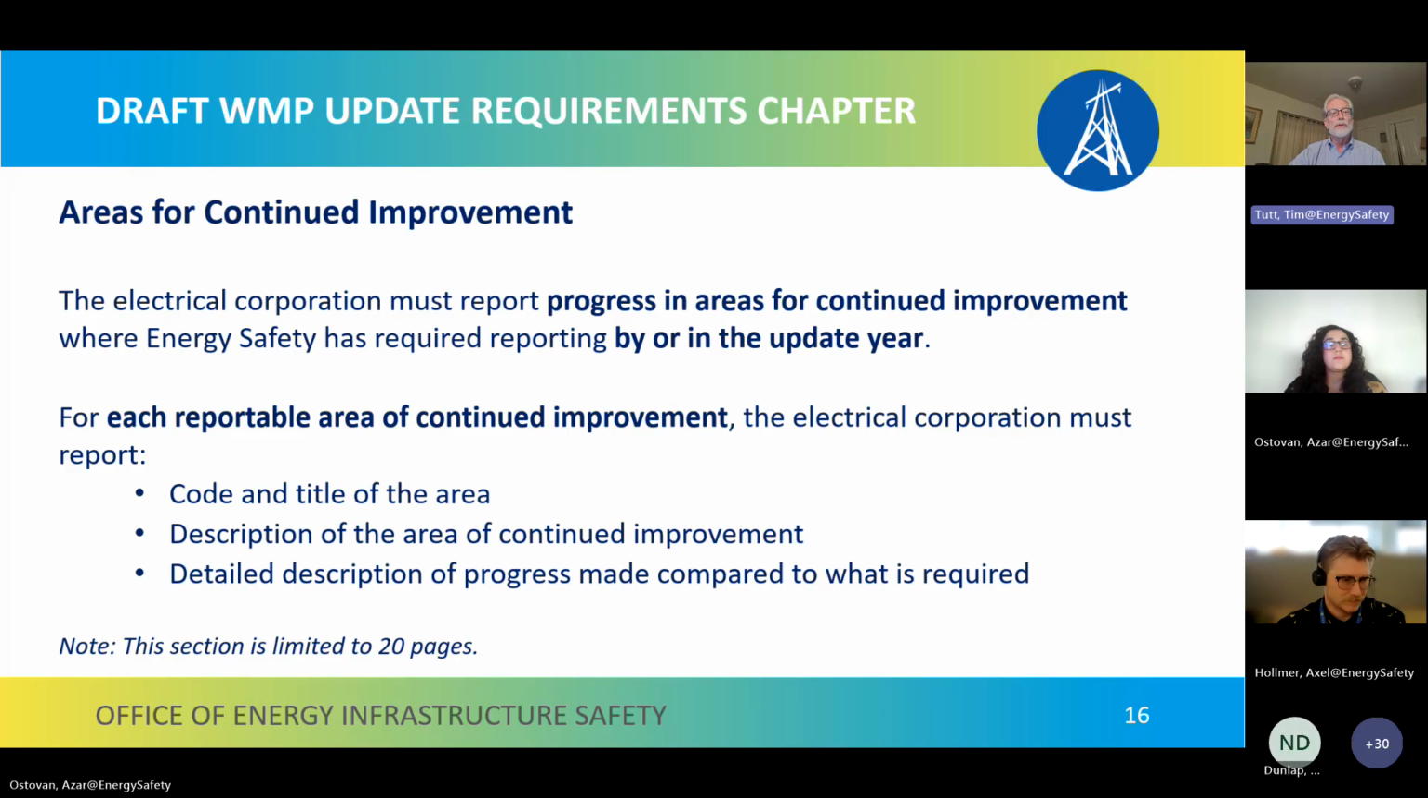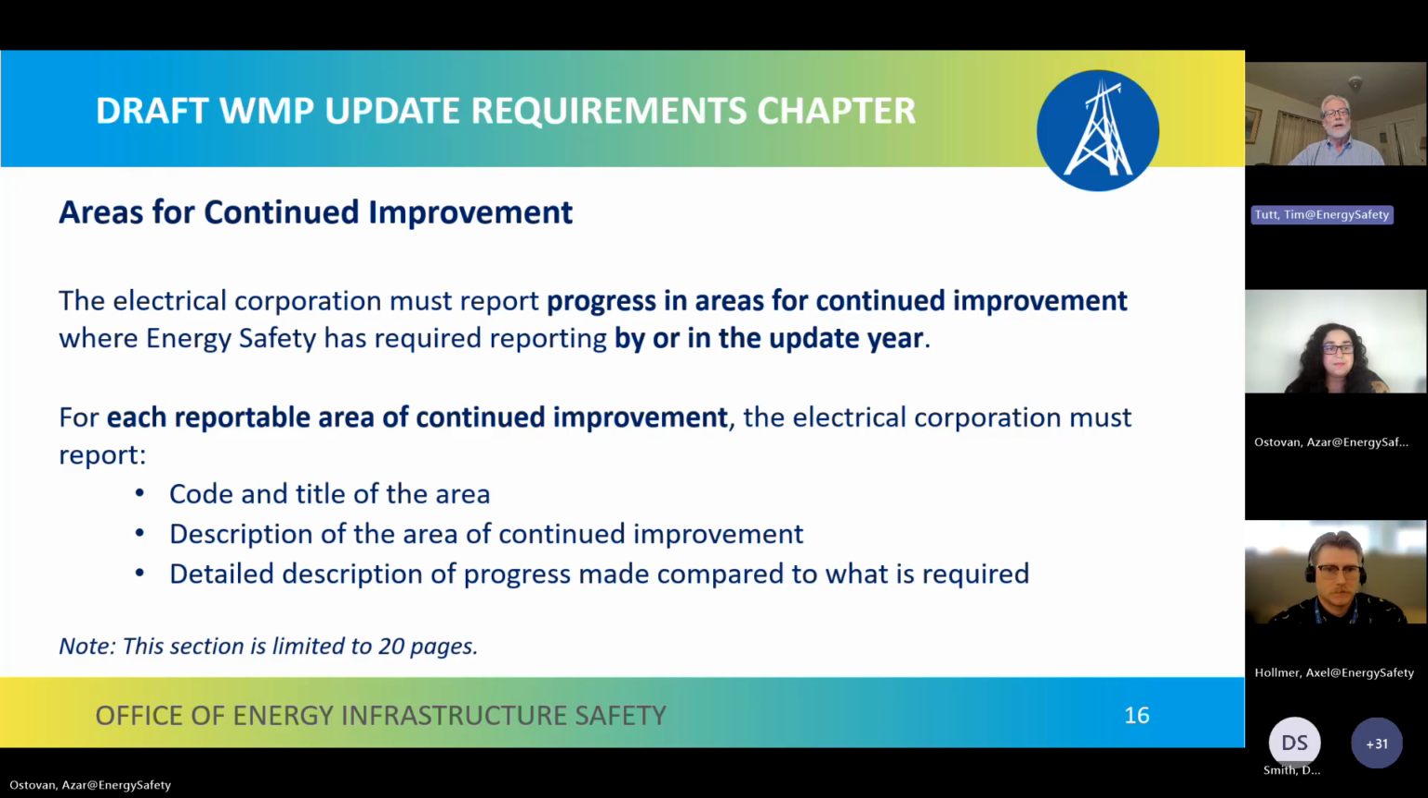For the areas of continued improvement, the requirements are that the Electrical Corporation be focused on updates in the update year, and must report progress in those areas for continued improvement where Energy Safety has required reporting by or in the update year. Now, for each reportable area of continued improvement, the Electrical Corporation must report the code and title of the area of continued improvement, the description of the area of continued improvement, and a detailed description of the progress made compared to what is required.